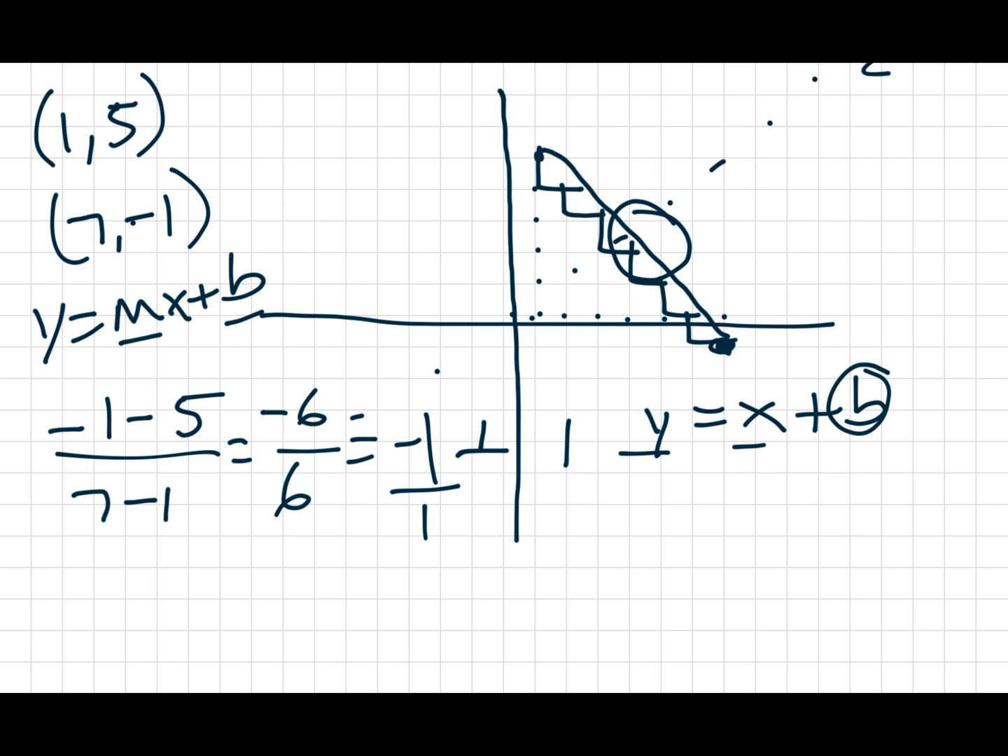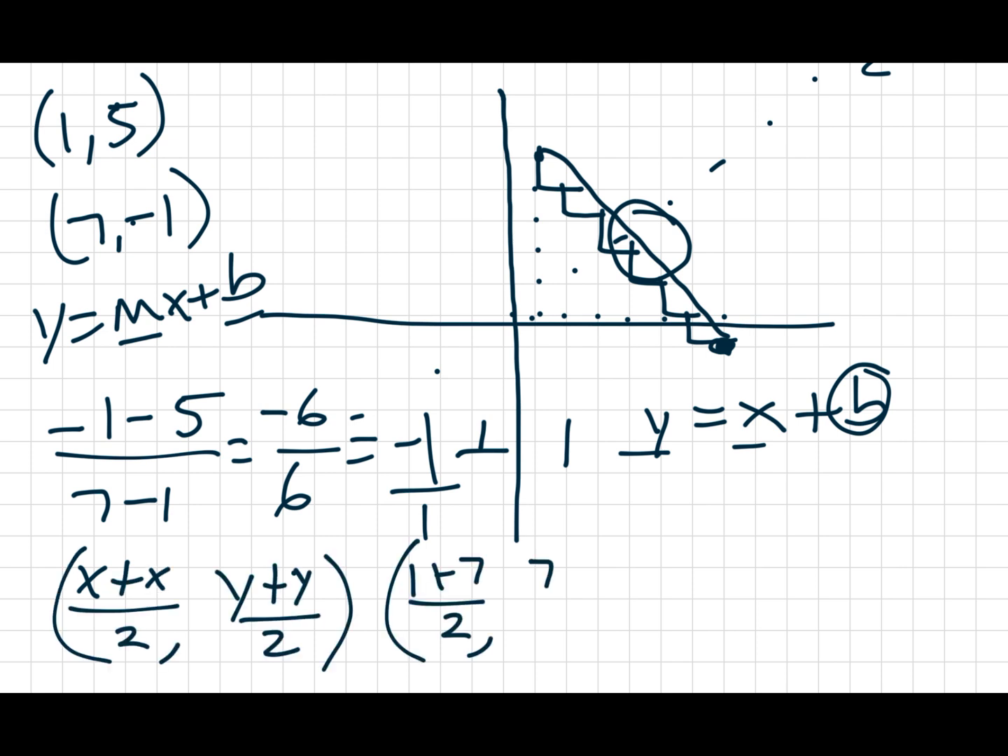Midpoint formula. What's the midpoint formula? x plus x over 2 and y plus y over 2. So you use the original coordinates and figure this out. So 1 plus 7 over 2 and 5 plus negative 1 over 2. So 8 over 2 is 4 and 4 over 2 is 2. So 1, 2, 3, 4, 1, 2. Right there is the midpoint.